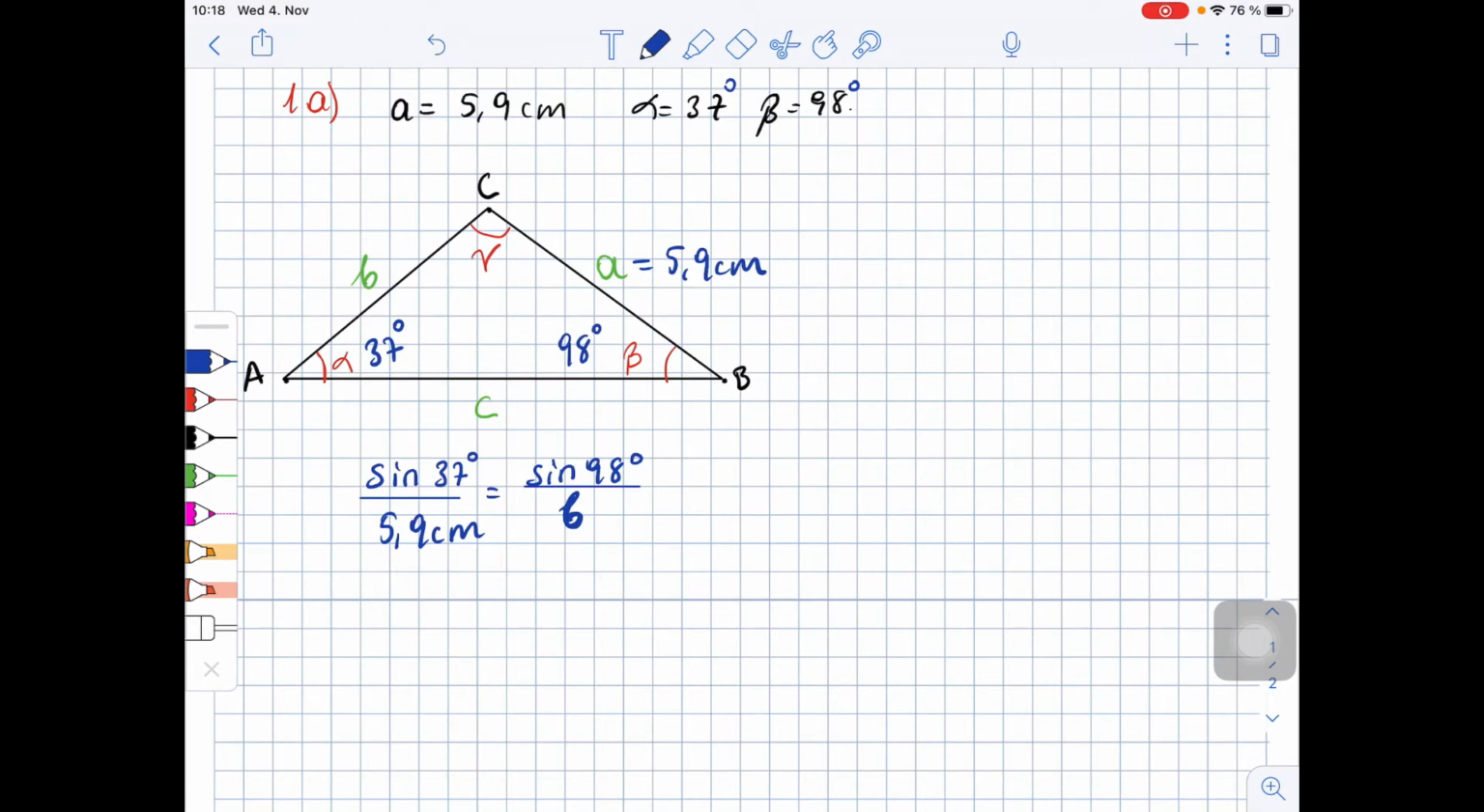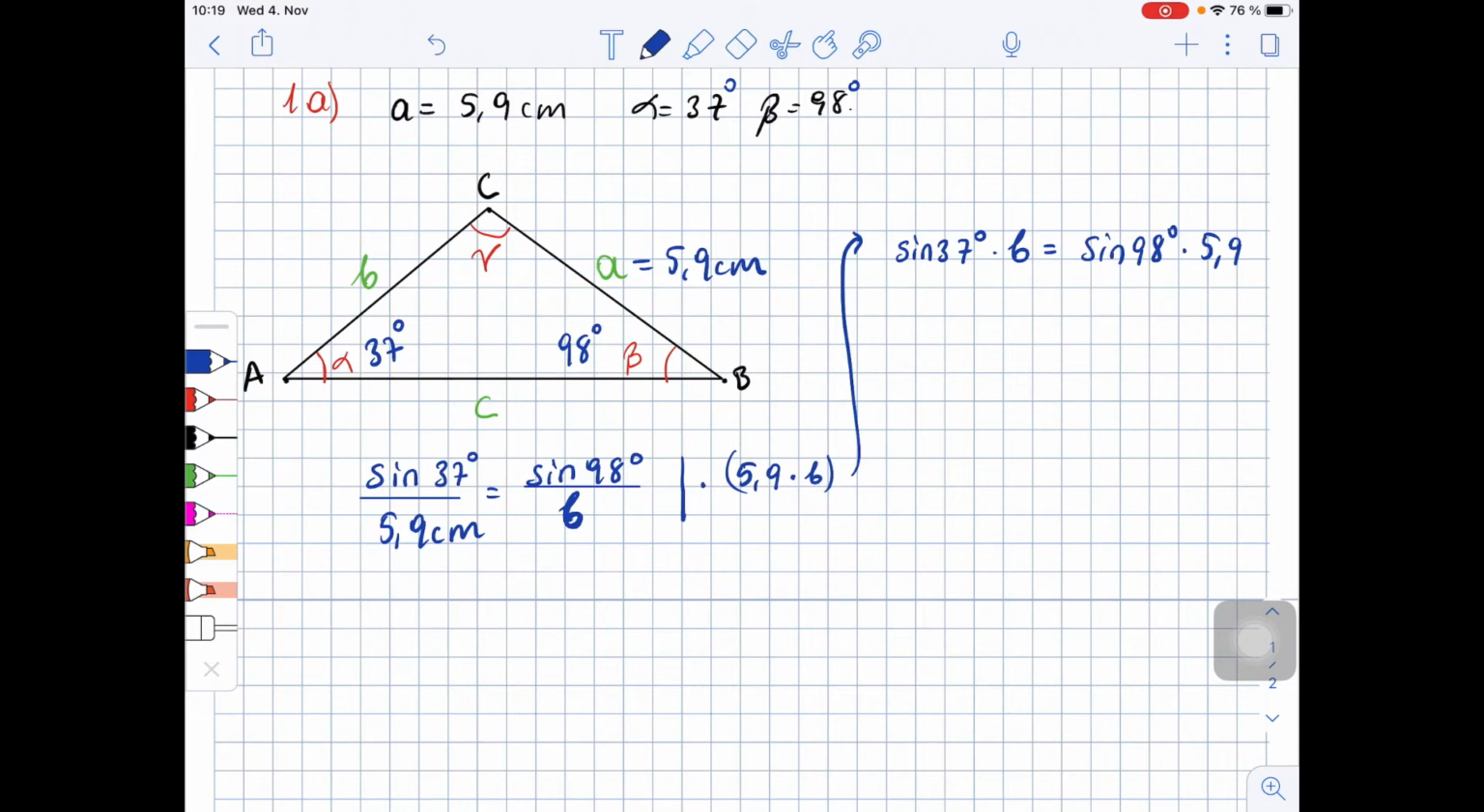I think you remember the Bruchgleichung. Yeah, I can multiply both sides by 5.9 times b, right? When you multiply both sides by 5.9 times b, b is going to cancel from here, and then 5.9 is going to cancel from here. Then let's write down what's going to be over there. So here is going to be sinus 37 degrees times b, and then here is sinus 98 degrees times 5.9.